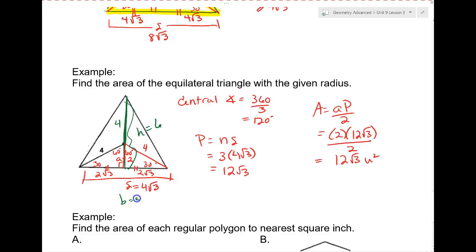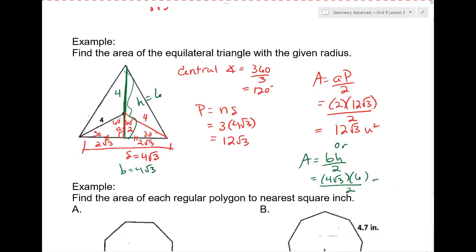Is my side now my base? Could I do it this way? Area equals base times height over 2. My base is still 4 root 3. My height this time is 6 all over 2. Hey guys, did I still get 12 root 3?